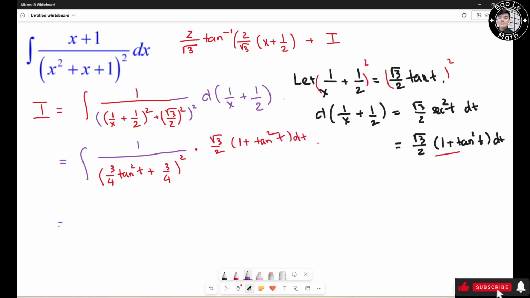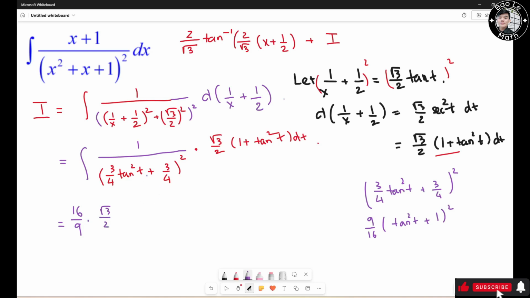Alright, so next, the bottom one: I have 3 over 4 tangent squared of t plus 3 over 4, altogether squared. Now I factor 3 over 4 out. Because you have a square, you factor 9 over 16, so it turns out to be tangent squared of t plus 1, altogether squared. The 9 over 16 I bring to the front, and it turns out to be 16 over 9. And then you have root 3 over 2 right here, right?